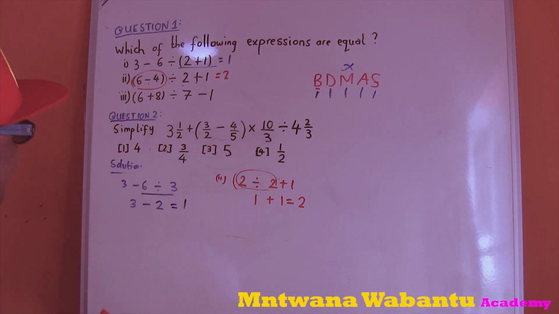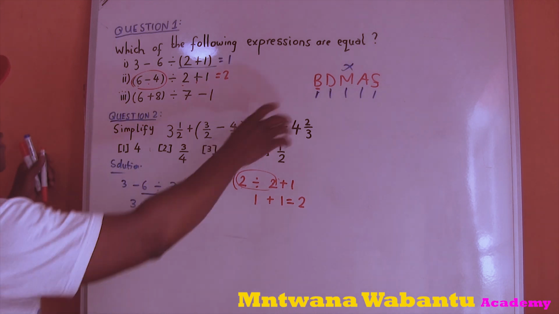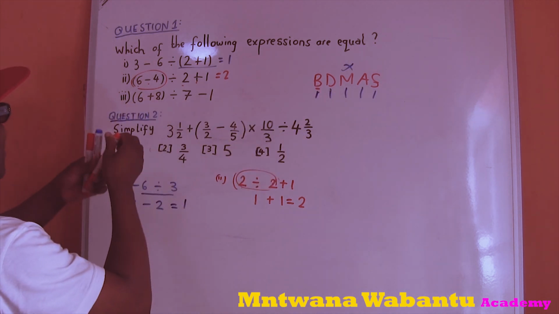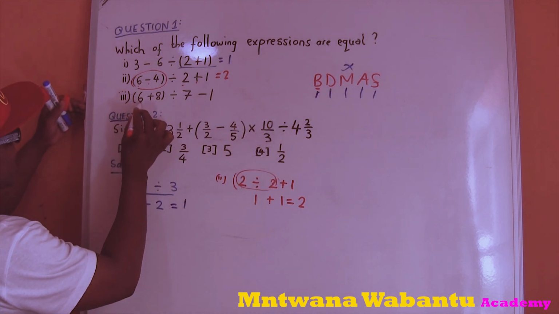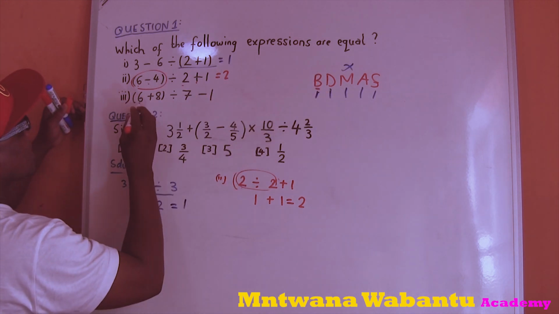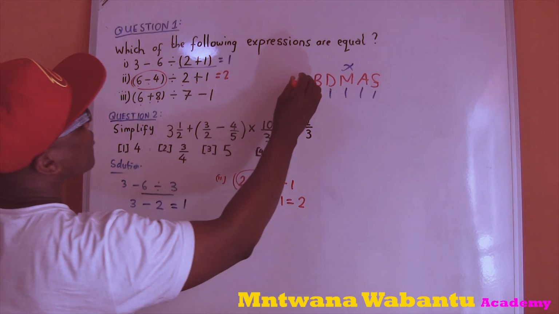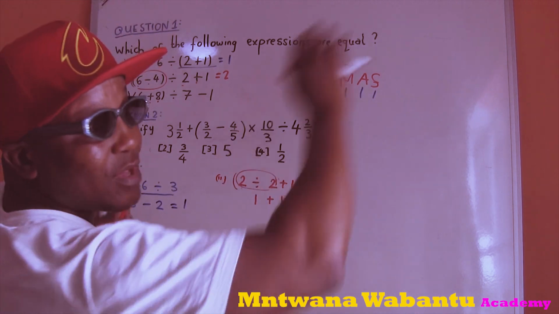So for the third expression, do you have a bracket? Oh yes, we have a bracket. Now we go 6, so I have to start with that. 6 plus 8. Make sure you start from the left to the right, okay?